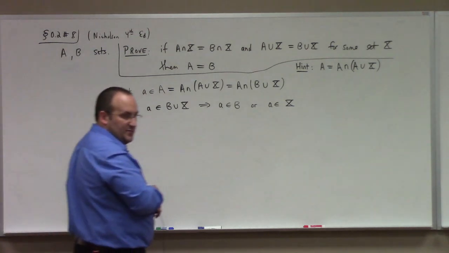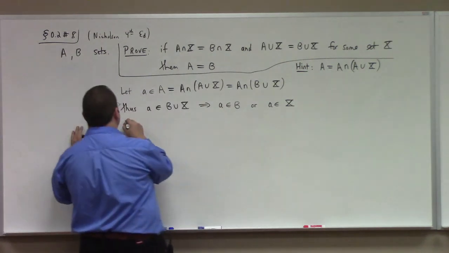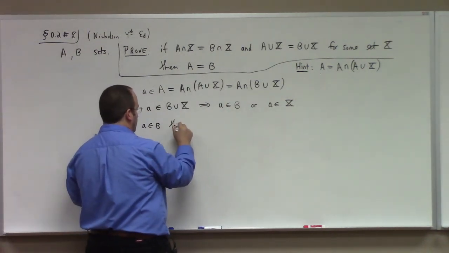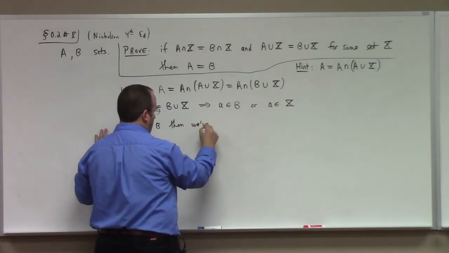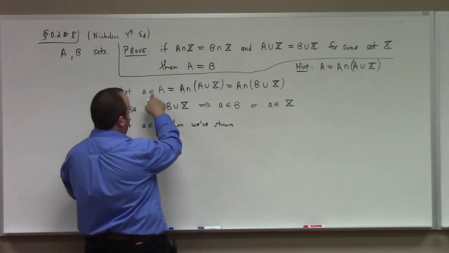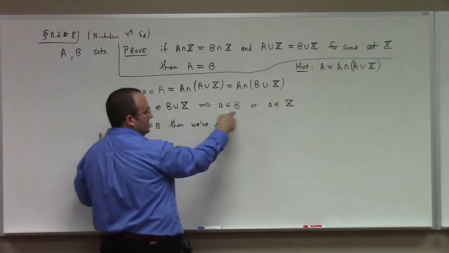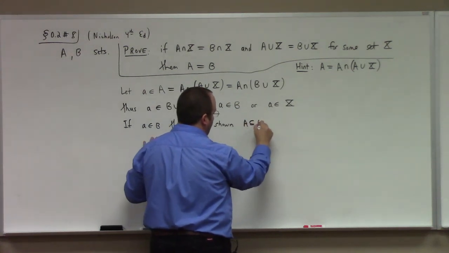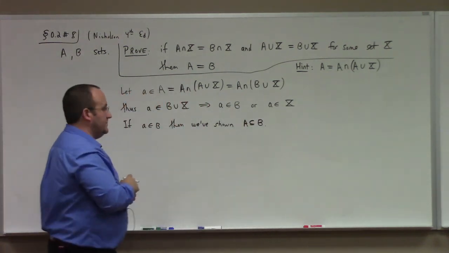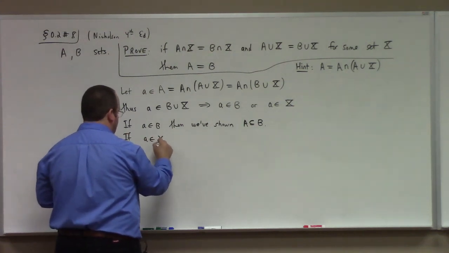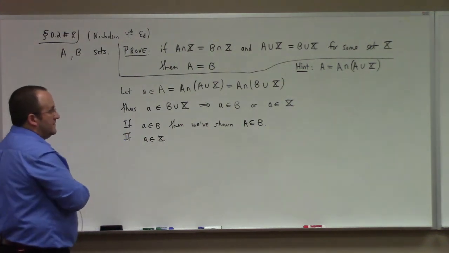So if a is an element of B, then we've shown that an element in A is also in B. So that shows that A is a subset of B. Now, on the other hand, if a is an element of X, then what?